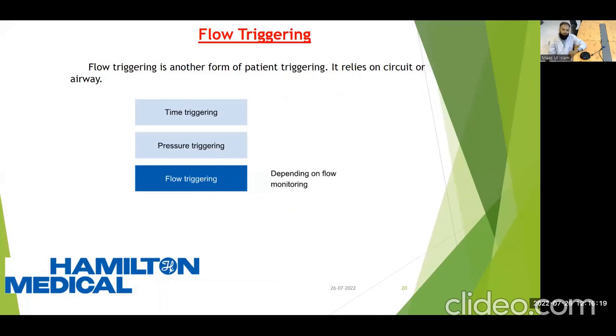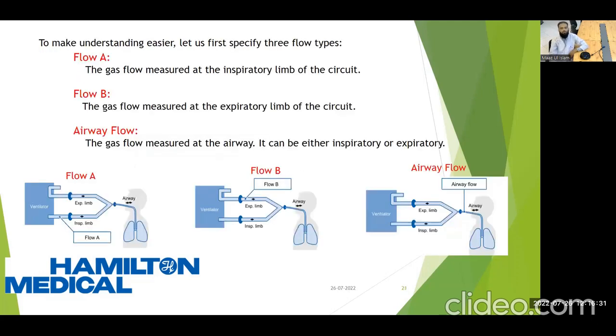Flow triggering. Now this is the third parameter of triggering. Flow triggering also refers to the patient side. To understand flow triggering, let's consider flow A, flow B, and airway flow. Again, let's consider this is a ventilator and this is a breathing circuit. This is an ETT tube and this is the complete airway with the tube.